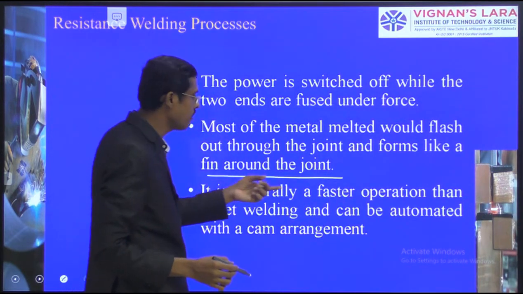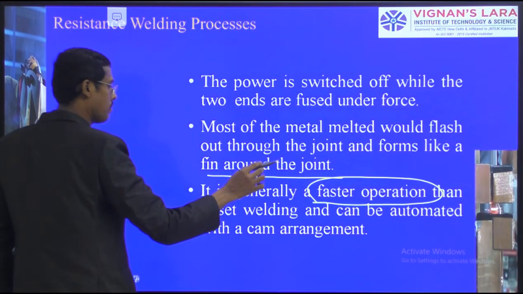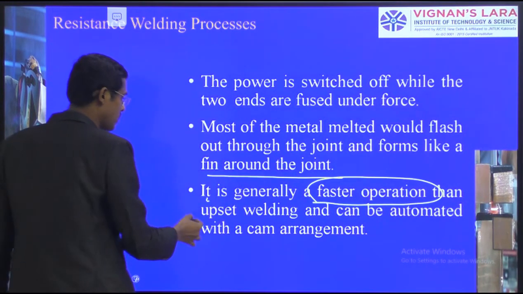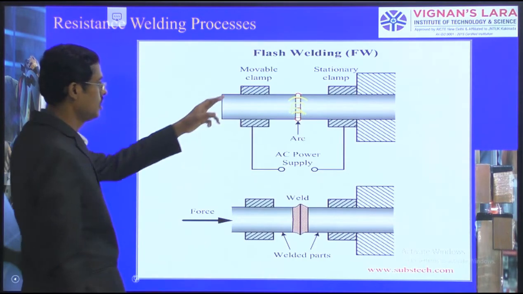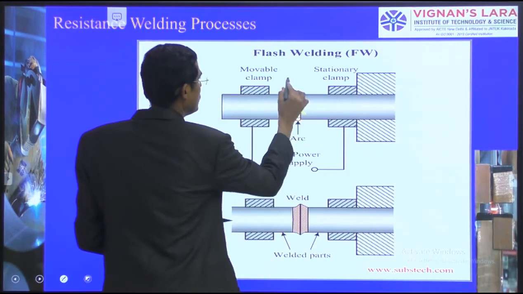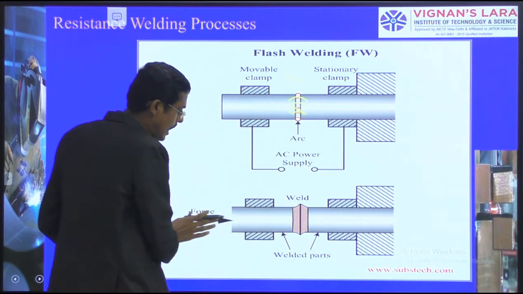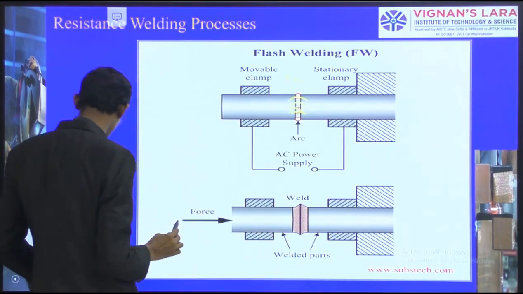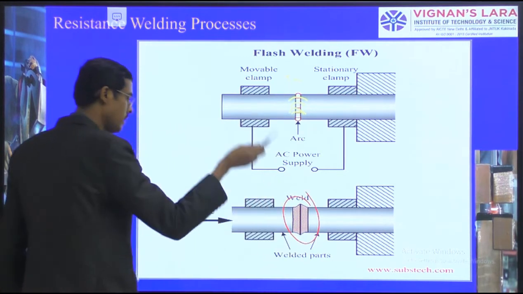So it is generally a fast operation. Like upset welding, this process can be automated. See how it is: the touch method, then the arc generates the heat, and then the application of force completes the joining process.